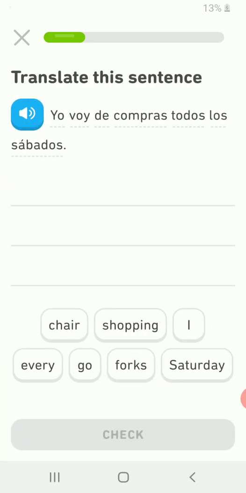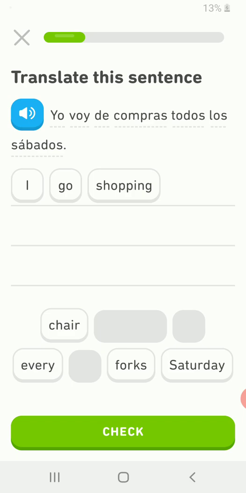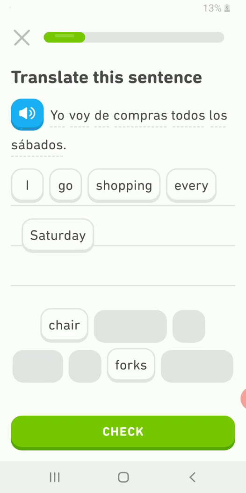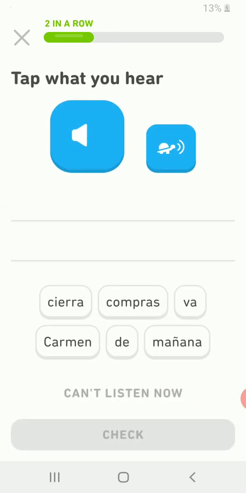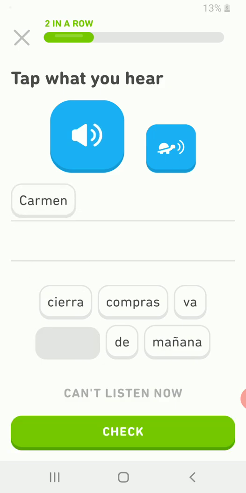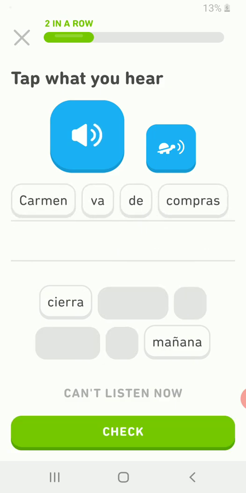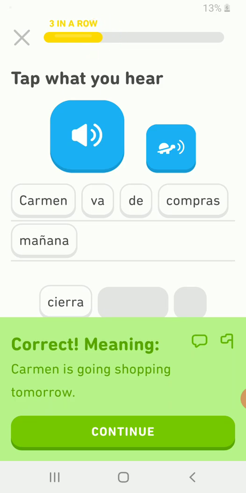Yo voy de compras todos los sábados. Yo voy de compras, so I go shopping. Ir is the infinitive, the verb to go. So yo voy de compras todos los sábados. I go shopping every Saturdays, but here we say just every Saturday. And Carmen va de compras mañana. Carmen va de compras mañana. Mañana, tomorrow. She's going shopping tomorrow.